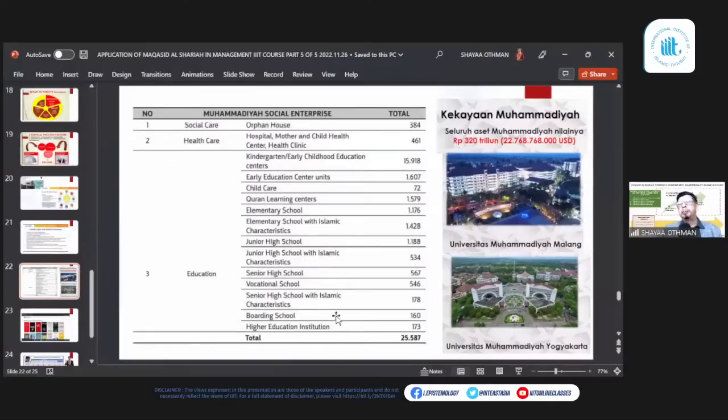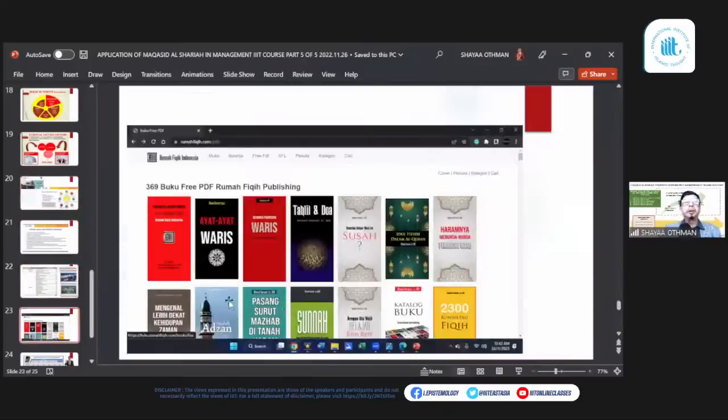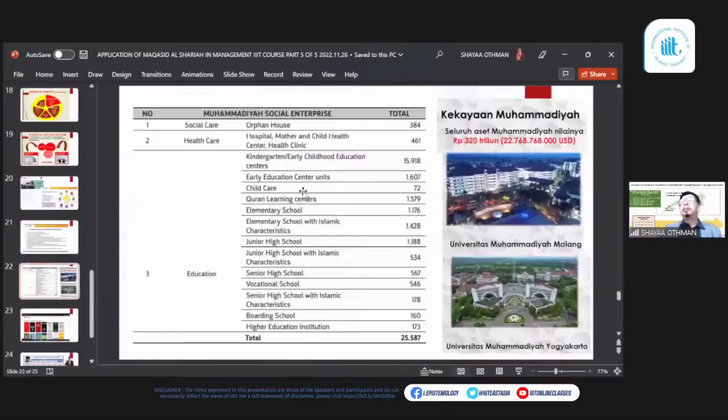And they have boarding school. They have vocational school here. And they have elementary school. And they even have childcare, open house, you see, the list down there. Child education, 15,000, kindergarten, 15,000, you see.